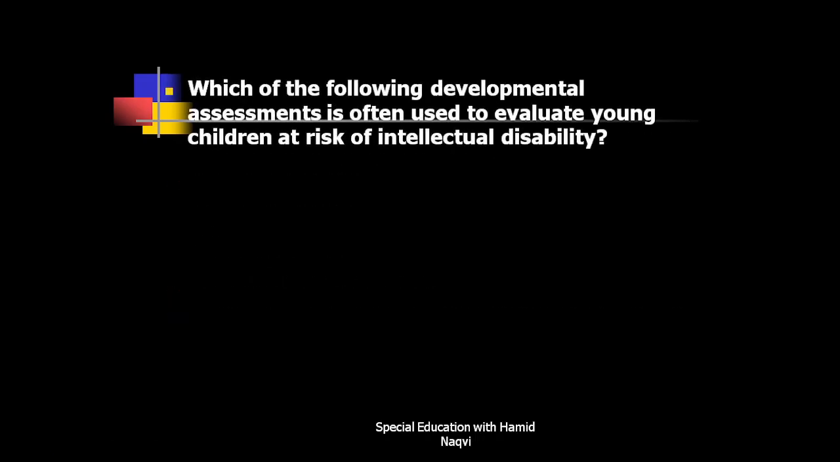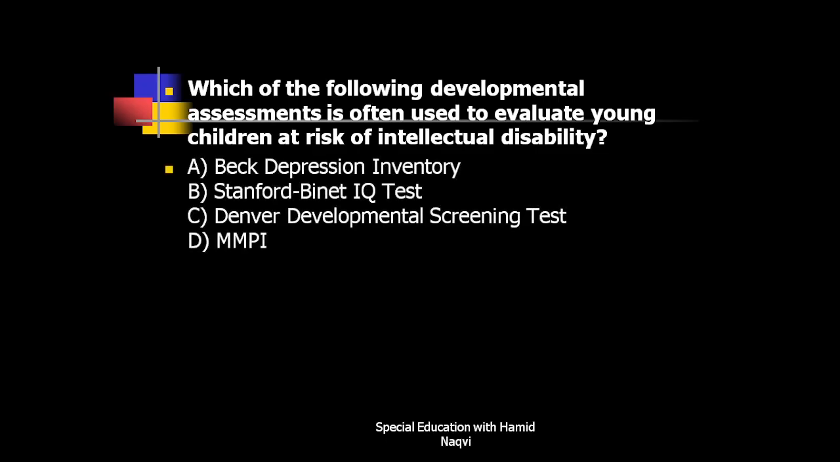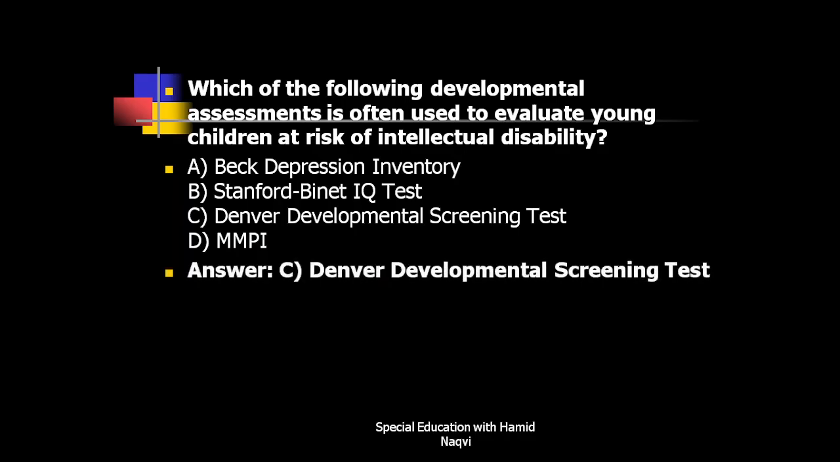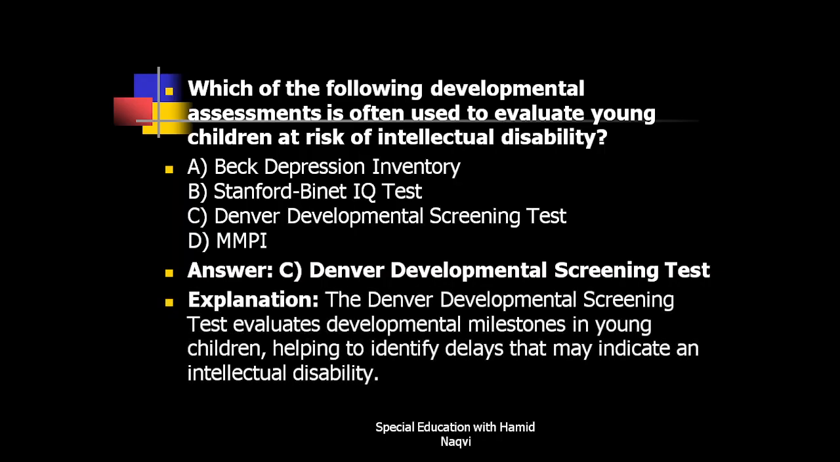Which of the following developmental assessments is often used to evaluate young children at risk of intellectual disability? Beck Depression Inventory, Stanford Binet IQ Test, Denver Developmental Screening Test, or MMPI? Answer is Denver Developmental Screening Test. The Denver Developmental Screening Test evaluates developmental milestones in young children, helping to identify delays that may indicate an intellectual disability.